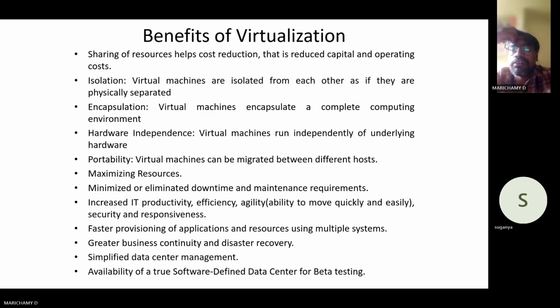And then isolation. What is isolation? Each virtual machine runs independently, minimizing interference. The third one is encapsulation. Each virtual machine encapsulates its own operating system, apps, and data. Then portability: virtual machines can be easily moved between physical servers. Then faster provisioning: quick creation and deployment of new virtual machines. And then business continuity: easier to back up, fail over, and recover.